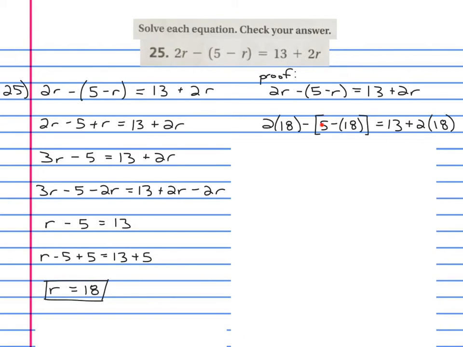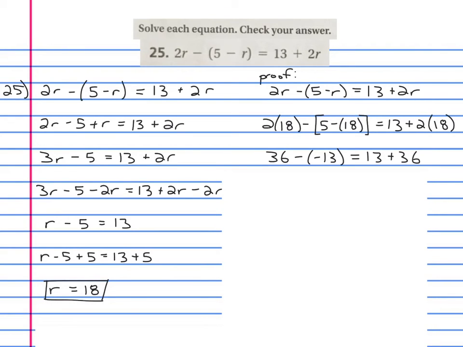What do we simplify? Well, we should simplify what's in these grouping symbols here. Okay, and since I know things won't interact until a later step, I can simplify this as well. 2 times 18 is 36. These two become negative 13. So I've got 36 minus negative 13. This 13 plus 2 times 18 is 36.